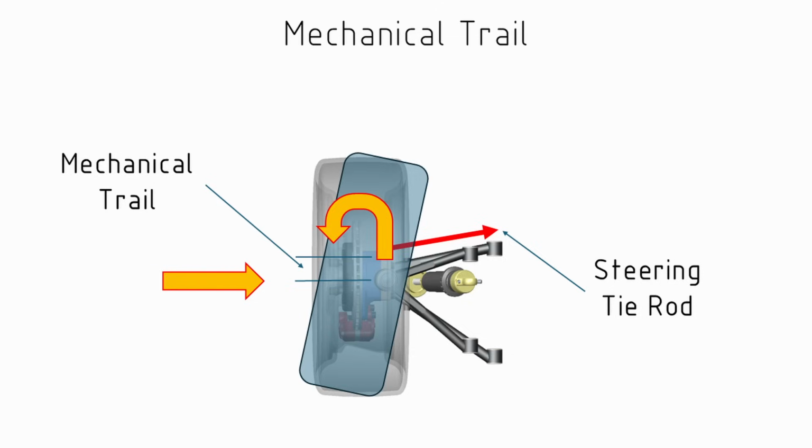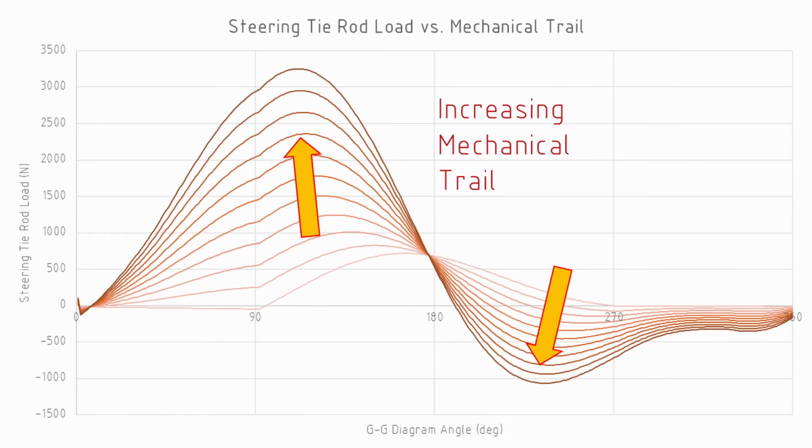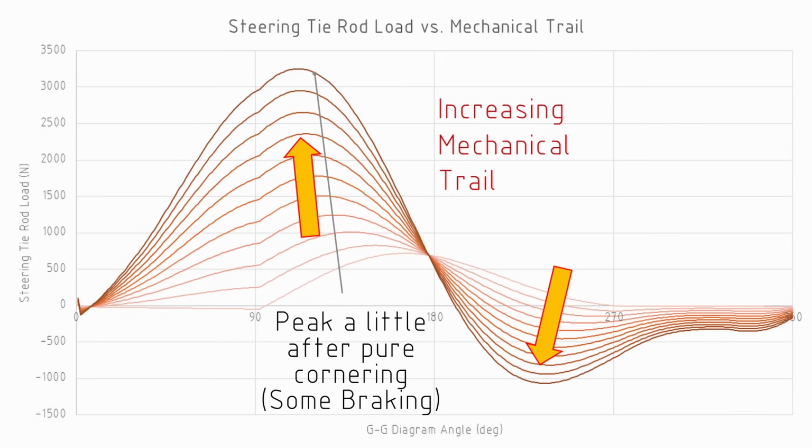Again, we're going to see that moment created by that lateral force being counteracted by a force in the steering tie rod. And as we go around the GG diagram, we get this sort of graph here. And we see that as we increase the mechanical trail, the steering tie rod forces go up. Now, the maximum of the steering tie rod load versus mechanical trail occurs a little bit after pure cornering, when we do have some of the load transferred due to braking.